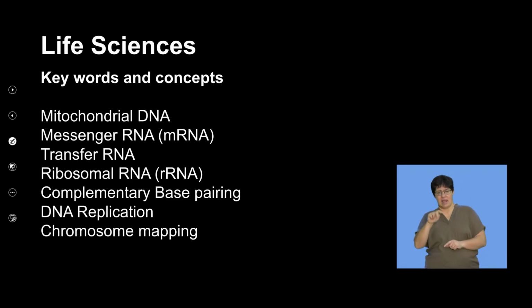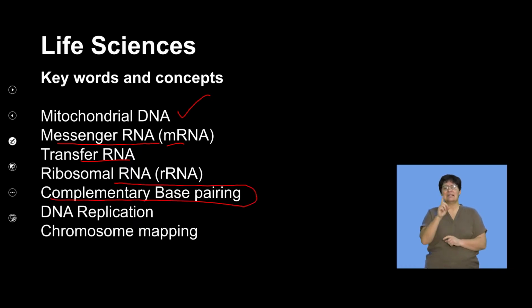I will mention through this lesson context to what mitochondrial DNA is. I might draw some comparisons to RNA. I will talk about the different types of RNA. And more importantly, in this lesson, we're going to focus on the process of DNA base pairing, or complementary base pairing, as well as draw some focus on DNA replication and possibly chromosome mapping.